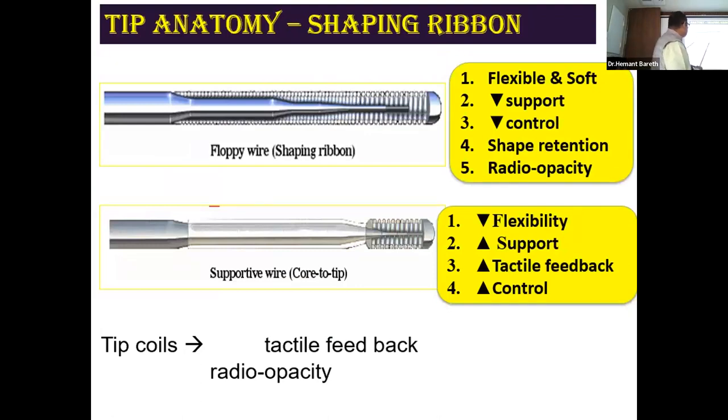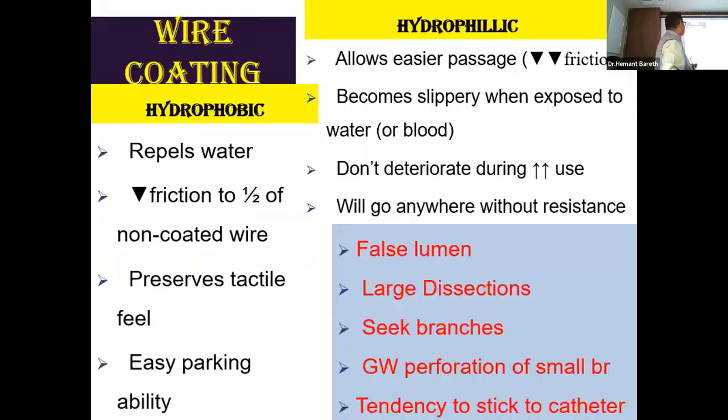Now, I already told you about the shaping ribbon. This is the core to tip for a unicore wire. The good thing about it is you will have better support, better tactile feel, better control, but less flexibility. If you have a shaping ribbon wire, you will have more flexibility and more shape retention, and you can have a radiopaque component to the wire. There will be less support and less control. Coils will have radio opacity, but will have less tactile feel. If the core extends to the tip, you will have more tactile feel. So there is one downside and there is an upside as well.